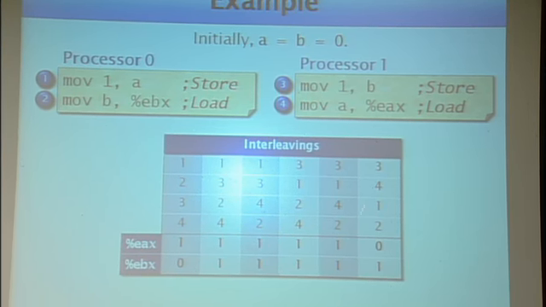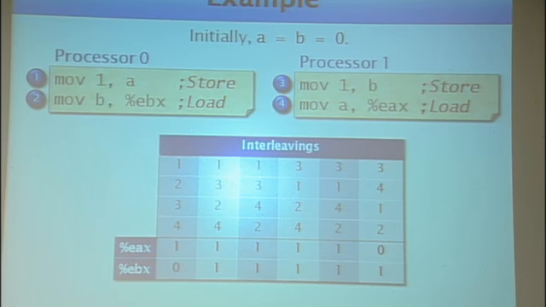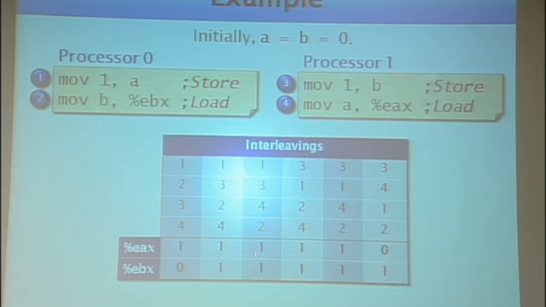If I execute these 2 instructions here before these 2 here, I get the order 3, 4, 1, 2, and essentially the opposite thing happens. EAX gets 0, and EBX gets 1. And then if I interleave them in some way where 1 and 3 somehow come first before I do the 2 and 4, then I'll get a value of 1, 1 for each of them. Those are the middle cases.